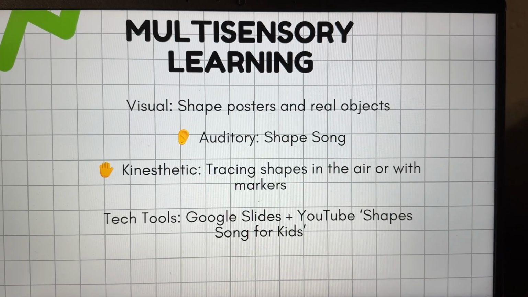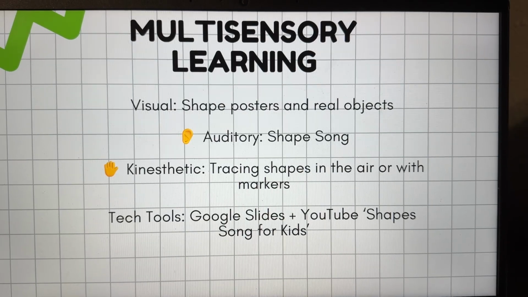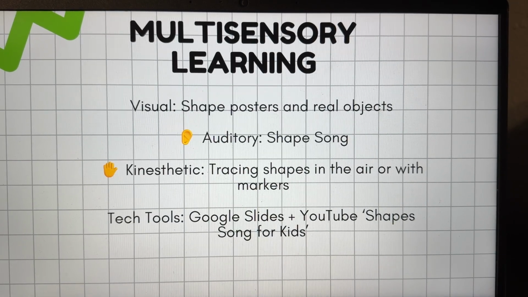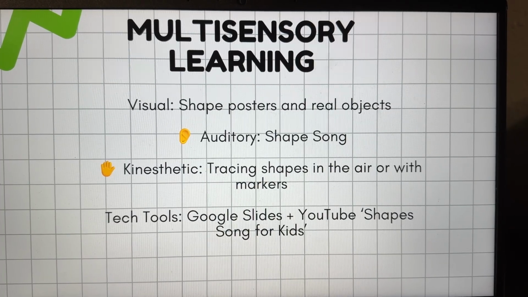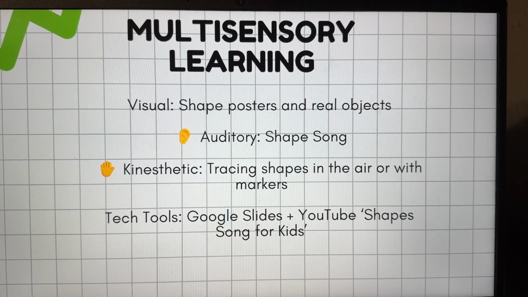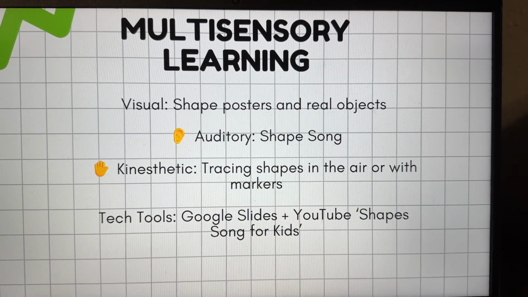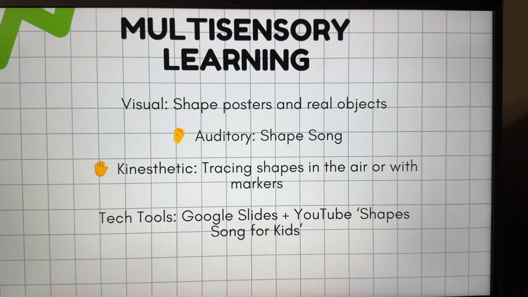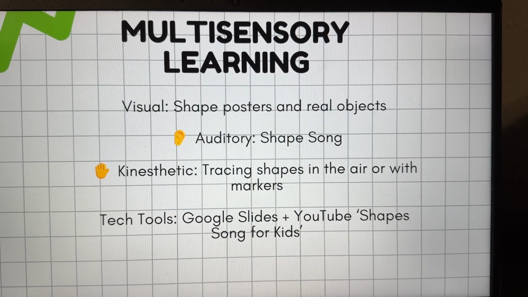For multi-sensory learning, our visual is going to be shape posters and real objects. Auditory is going to be our shape song, and I will leave the link at the end or at the bottom. Kinesthetic learning is going to be tracing shapes in the air with our markers or with our hands.